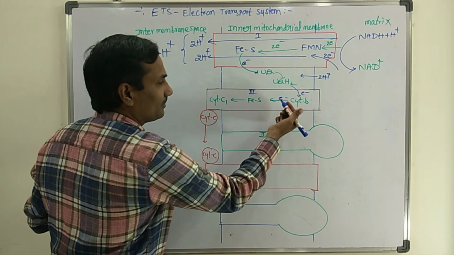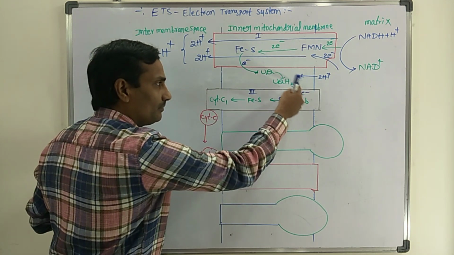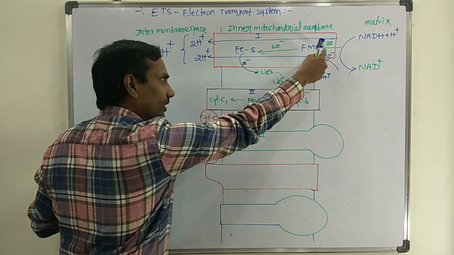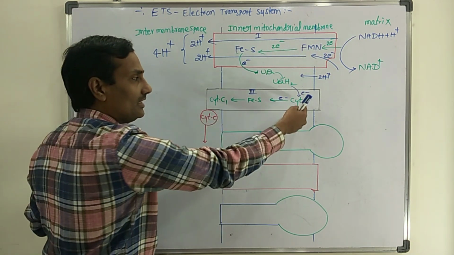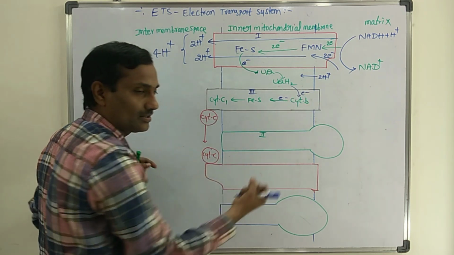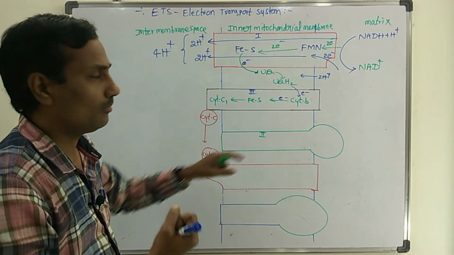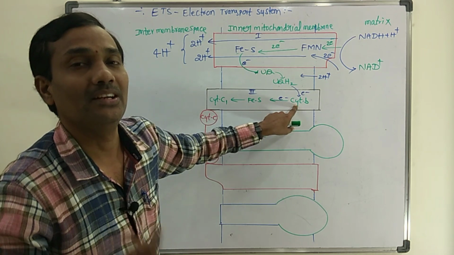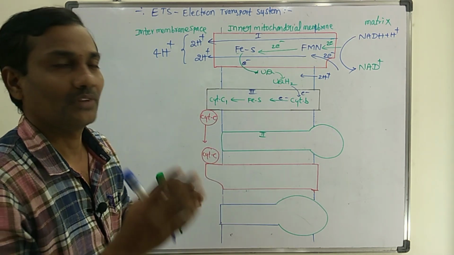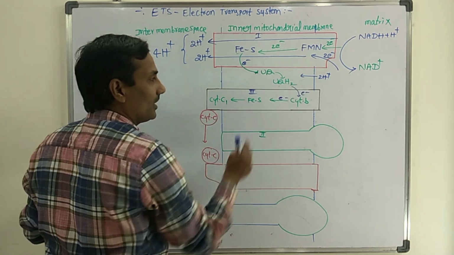These electrons, the 2 electrons, move one by one. So now I am giving clarity about this. 2 electrons are moving continuously, but here we took only 1 electron at a time, because once 1 electron is accepted by that component, it will be reduced, then immediately oxidized. Reduction and oxidation continuously occur. That's why we are taking 1 electron here.